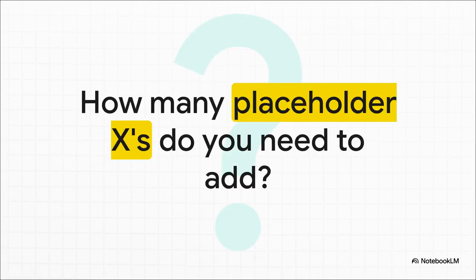Before we go, I want to leave you with a quick test of your coding math. If you have a 4-character base code, but the guidelines require a 7th character extension, exactly how many placeholder X's do you need to add?